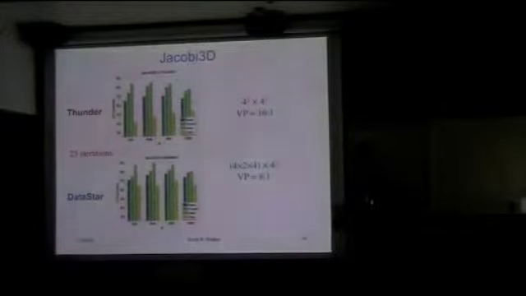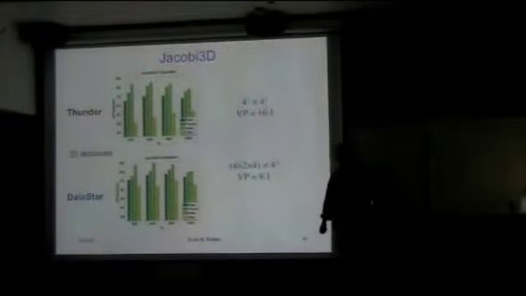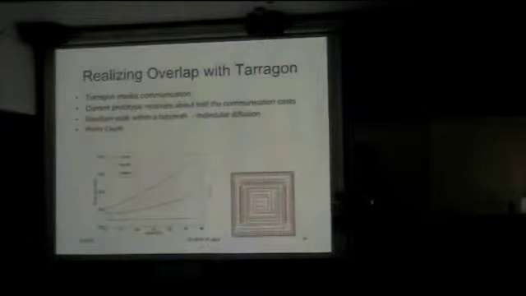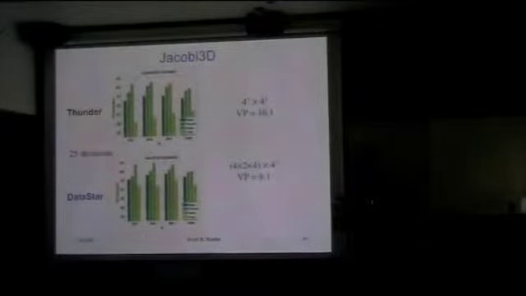And then similarly on the DataStar system, we also got an improvement. Not quite as much as on Thunder, and the reason is that on DataStar, the communication is not as slow relative to the computation, so there's less benefit of overlap. We also got similar improvements with FFTs and also with SUMMA, but I don't have time to show that.